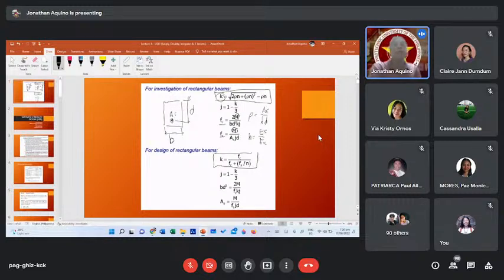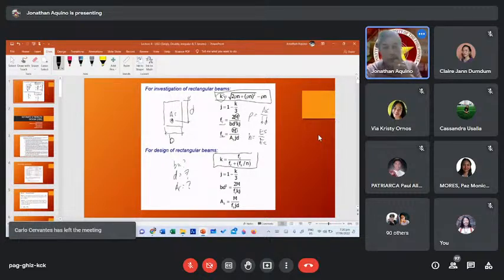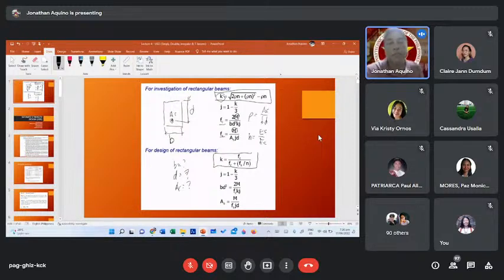Okay. For design, all is unknown. Okay. Unknown yung B, unknown yung D, unknown yung AS. Kaya dinerive natin yung formula ng K in terms of given material stresses, yung FC, okay, which is equal to 0.45 F prime C. Okay, yung Fs naman is given, either 140 megapascal or 170 megapascal for grade 40 and grade 60. So once you solve for K, you can solve again for the value of J.